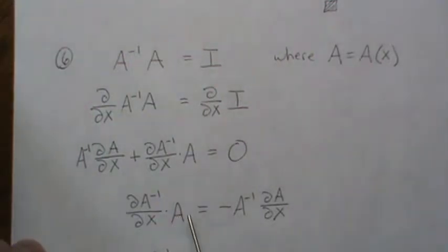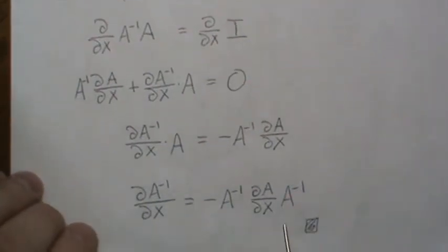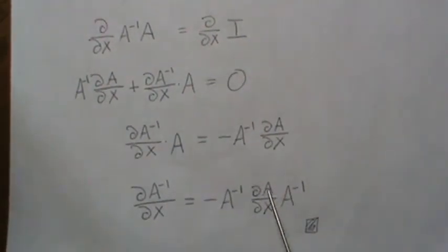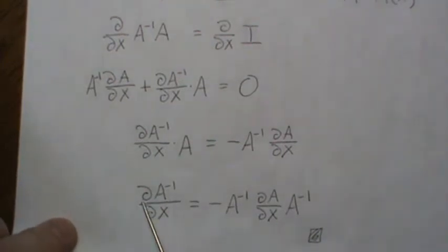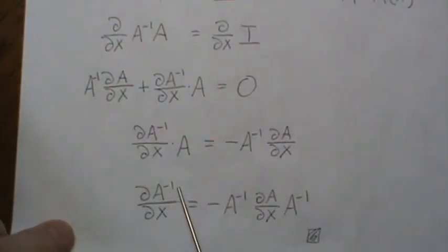And then since A has an inverse, we can take the inverse of both sides, and we get this, and then we're finished. And then we're going to use this. This is kind of a neat result. The partial of an inverse matrix with respect to X is this function here.